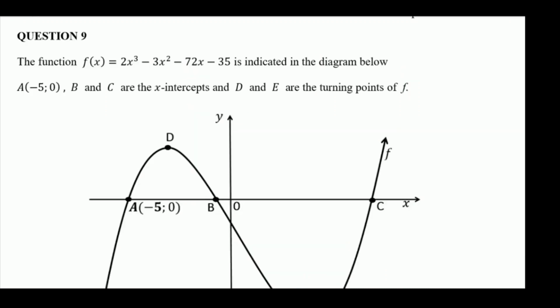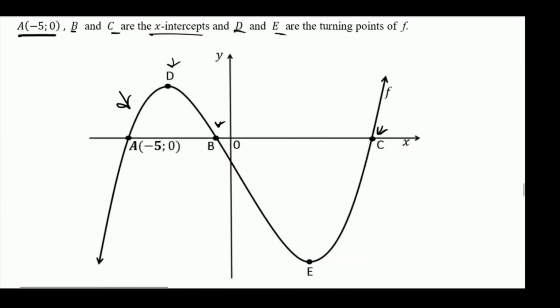So now we are going to do question 9. We are given f of x equals 2x cubed minus 3x squared minus 72x minus 35. And we are given point A of the cubic function here, and we're given B and C, which are the points indicated as the x-intercepts, and we're given D and E, which are the turning points of our cubic function. So another one here, right?